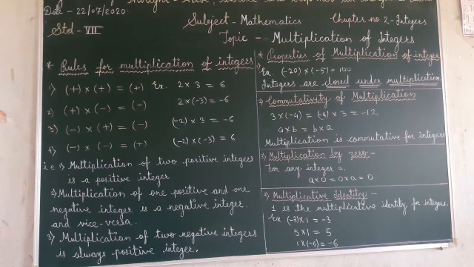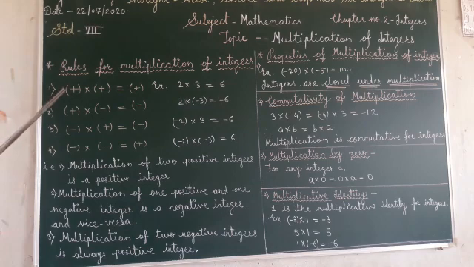For that, first we see the rules for the multiplication of integers. Students, you know the integers are the positive numbers, negative numbers, and 0. These are the integers. Now we see the rules for the multiplication of the integers.